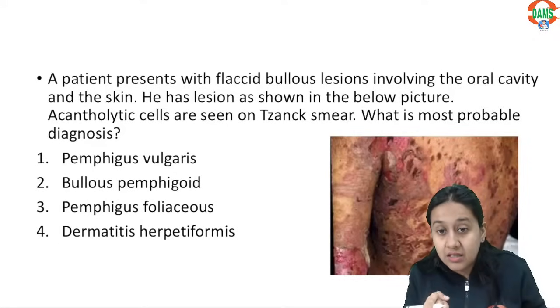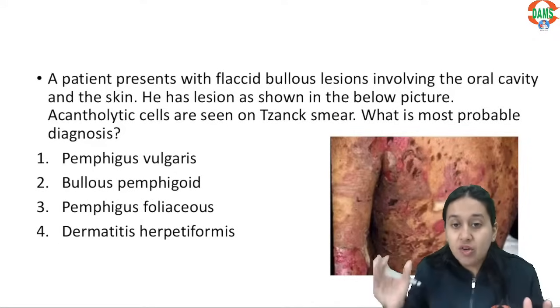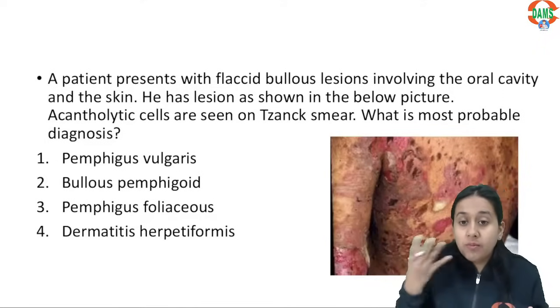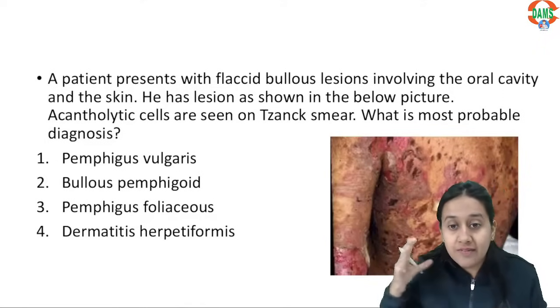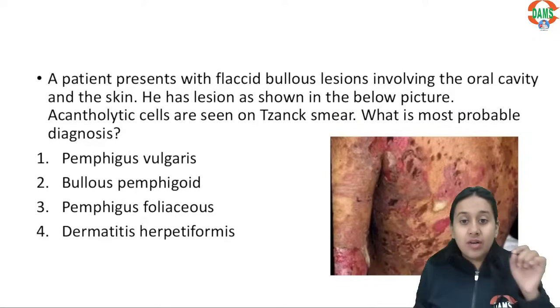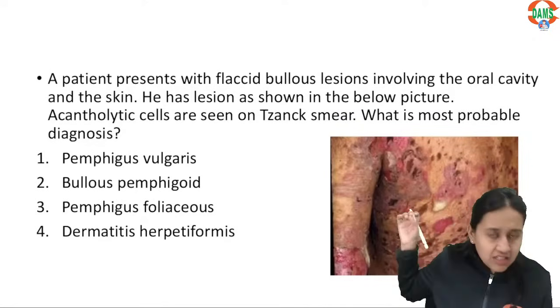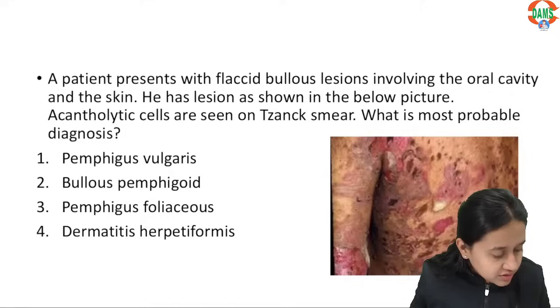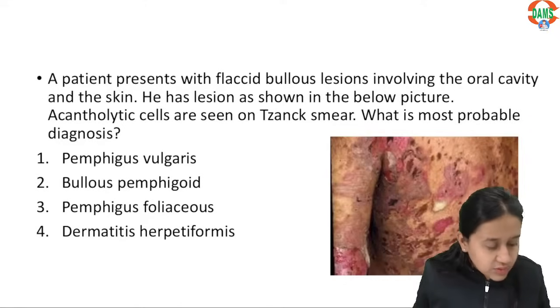Because you see vesicles, which are fluid-filled lesions of less than 1 centimeter, or bulla, fluid-filled lesions of more than 1 centimeter. And along with that, you have erosions and crust. Can you tell me the answer of this question? Anybody can tell me the answer of this question?